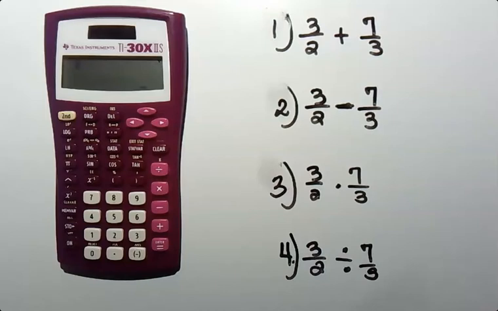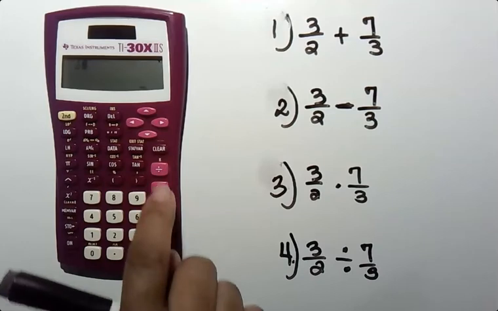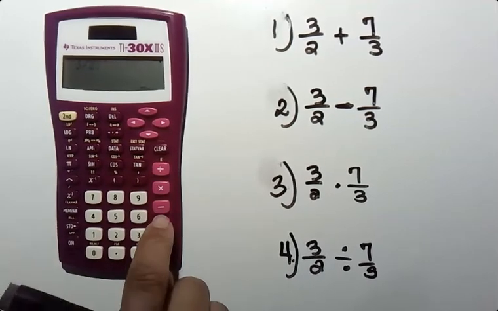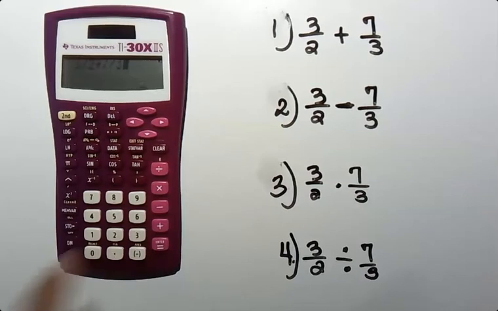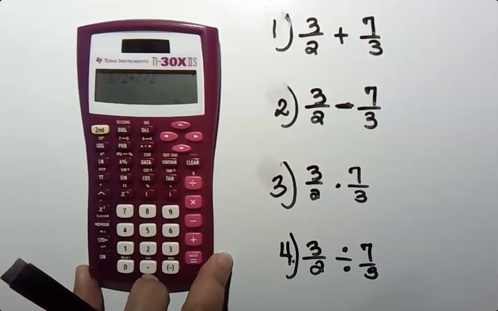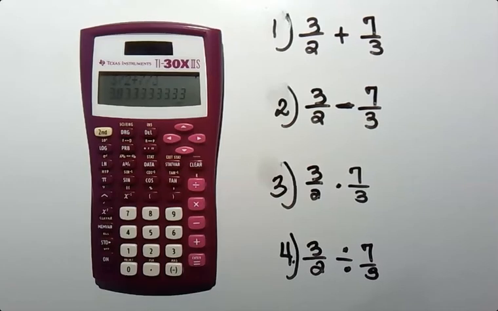Let's make certain we know how to use the calculator to take care of adding, subtracting, multiplying, and dividing with our fractions. So this first one, we have 3/2 plus 7/3. If I need my answer as a decimal, I can do 3 divide by 2 plus 7 divide by 3. I know the display is a little hard to see, but the important thing is you see my keystrokes.